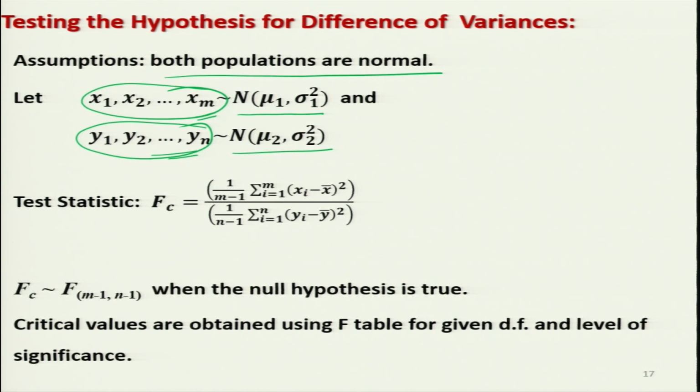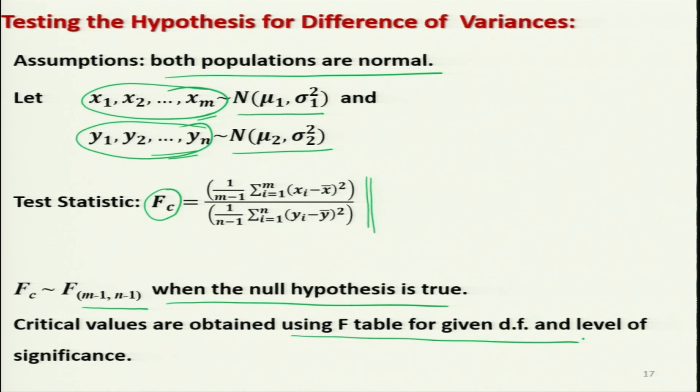If you try to use the Neyman-Pearson lemma or the likelihood ratio test, you can find very easily that the test statistic is simply the ratio of the two sample variances. This statistic is denoted here as F_c because it is going to follow an F distribution with m minus 1 and n minus 1 degrees of freedom when H0 is true. And the critical values are obtained using the F table for the given degrees of freedom and level of significance.